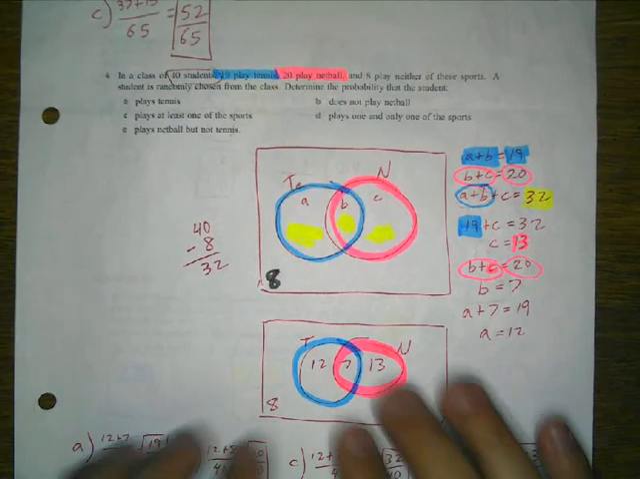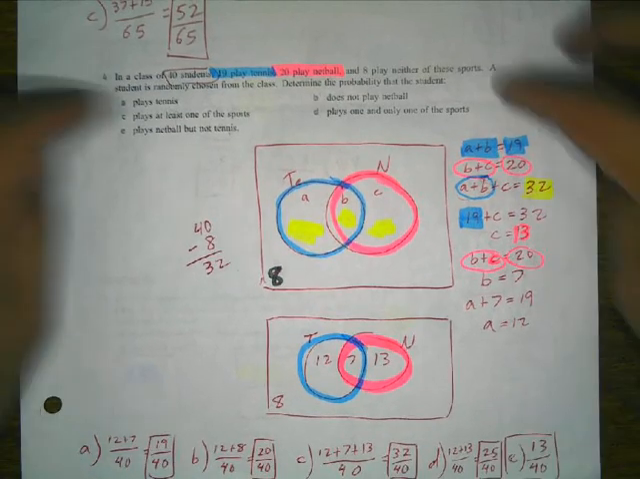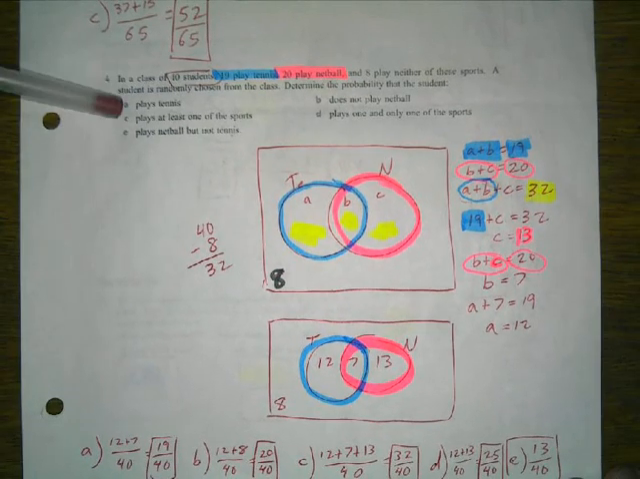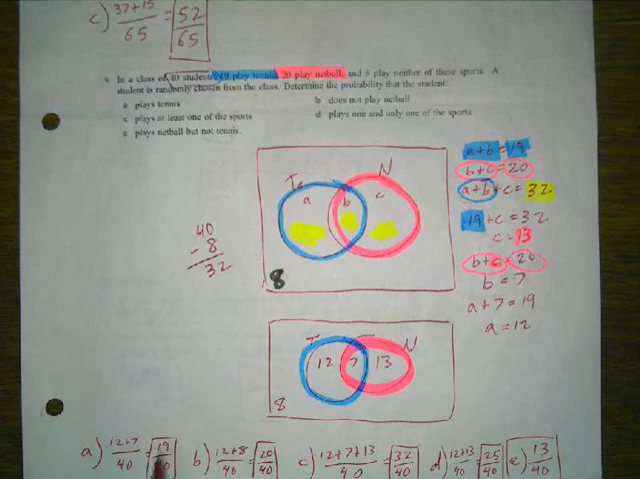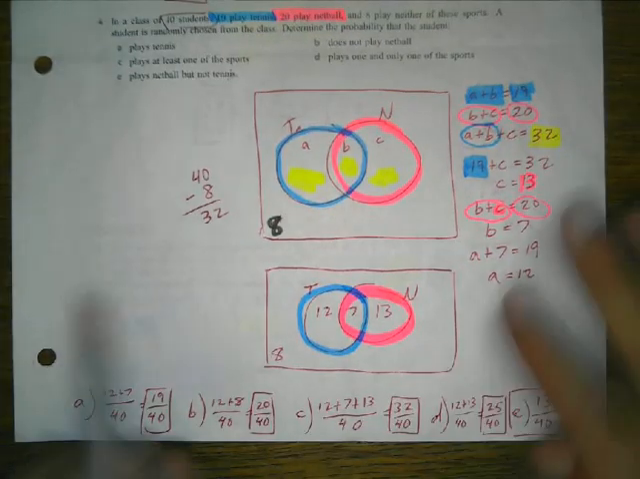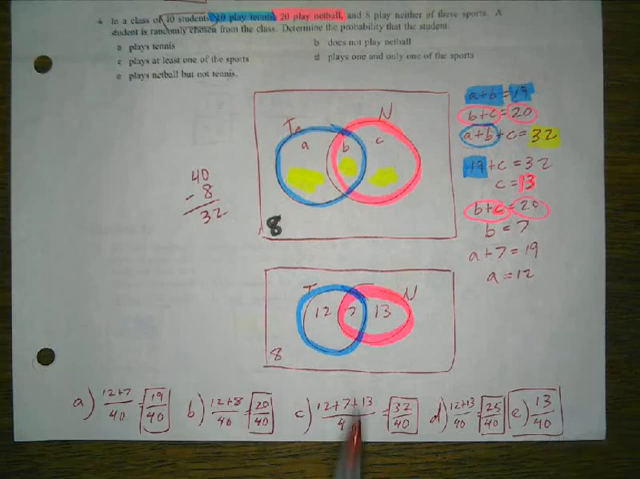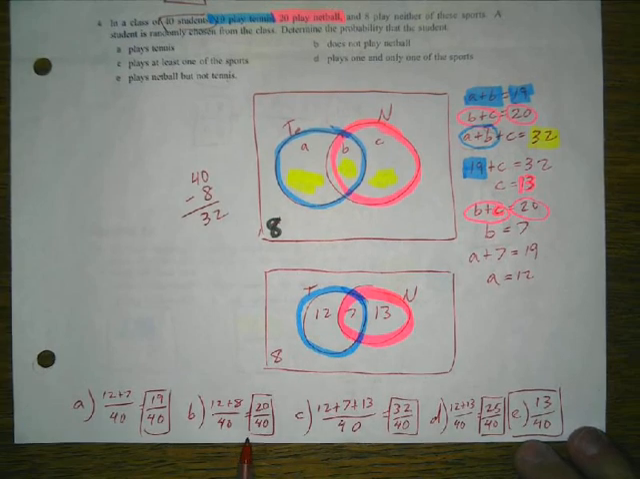So now that I've done my Venn diagram, I can solve these questions. Plays tennis. Okay, well that's 19 out of 40. I didn't even need the Venn diagram for that, but we're just doing the Venn diagram so we can answer everything all at once. Does not play netball. So netball is the pink circle, so not playing netball is going to be 12 plus 8 over 40.